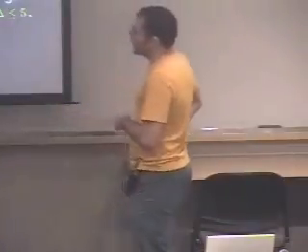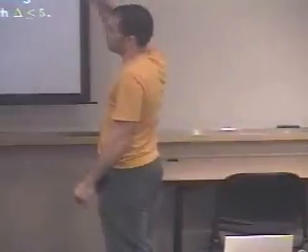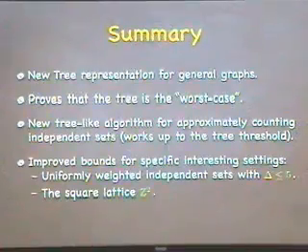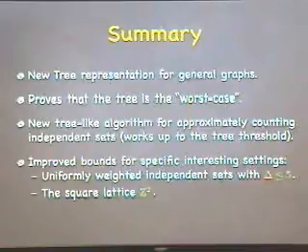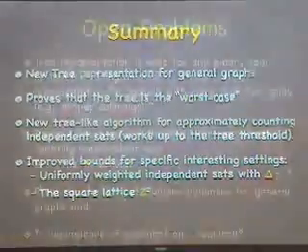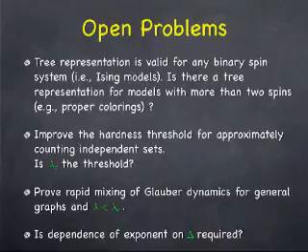So we've seen a new tree representation that's valid for general graphs, and that proves the conjecture that the tree is the worst case in terms of this decay of correlation. And also it gives a new sort of tree-like algorithm for approximately counting all the way to the tree threshold. And we even got an improved bound for specific interesting examples. And I just want, as a last slide, to mention some interesting open problems, maybe especially the first two.